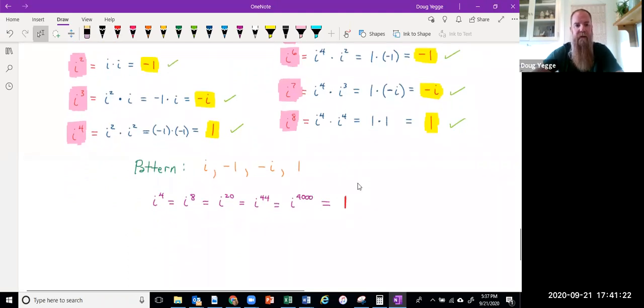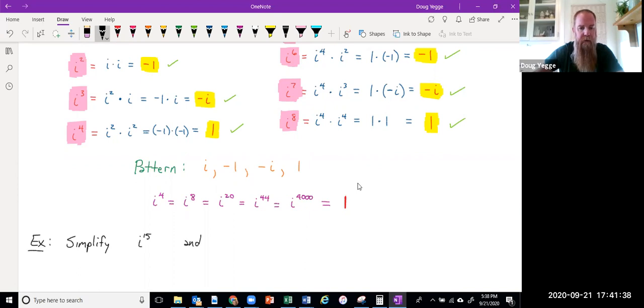Which is why, if I wanted to simplify, for example, a power of i, maybe we could simplify a couple of these. Let's say we want to simplify i to the 15th and i to the 82nd.